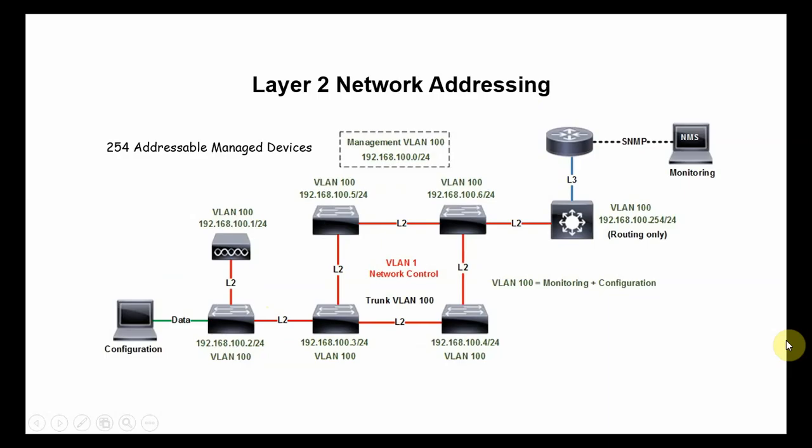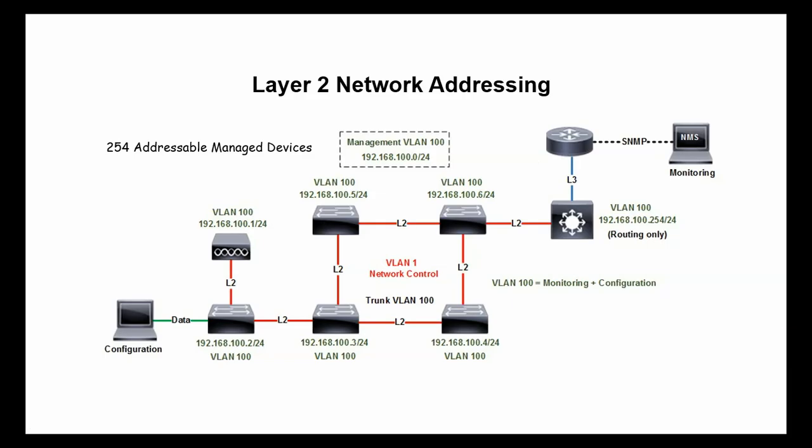So we'll go through some addressing here. Anytime you've got a single VLAN, management VLAN 100, it's going to have addressable managed devices. So I'm giving it 100 here. In this example, network control information is on VLAN 1, and I've separated out the monitoring and configuration on its own separate network. But you don't have to do that. In this example, that's how I've done it. So VLAN 1 is network control. You don't have to do anything. It's just the Cisco default, and any control traffic will use that VLAN number.